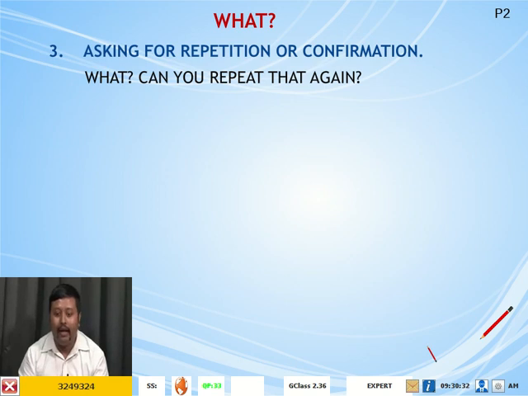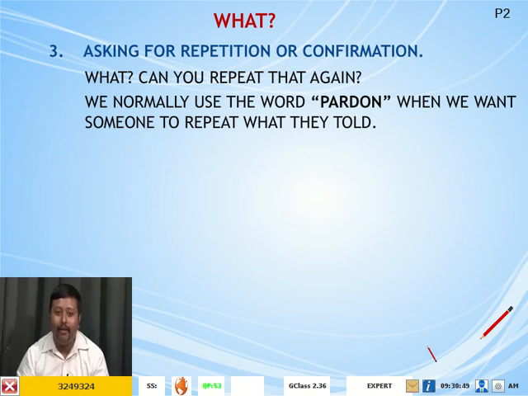You should not use the word what at school or in a meeting, when talking with your sir or madam. You should use something different. What's that? The right formal expression is pardon. We normally use the word pardon when we want someone to repeat what they told. So our expression would be: Pardon. Will you please repeat that? Right? So the word would be what? In a formal environment, it is pardon. All right?